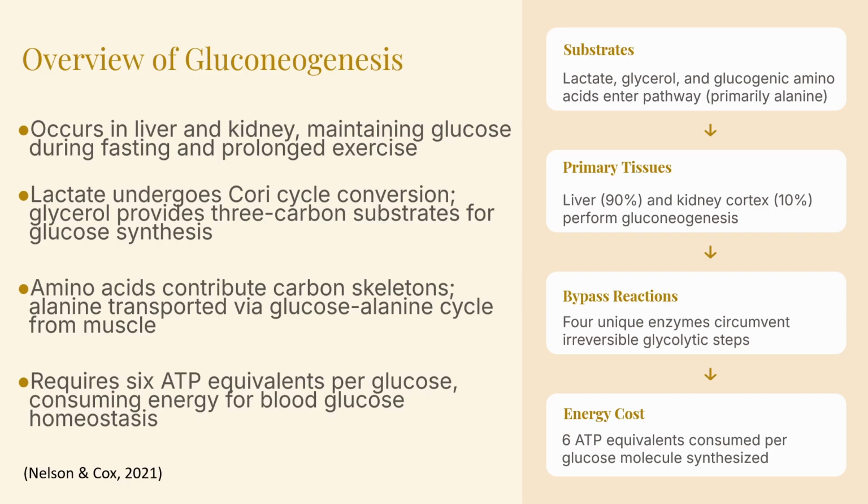Unlike glycolysis, which produces ATP, gluconeogenesis requires a significant input of energy. In fact, synthesizing one molecule of glucose requires the equivalent of six high-energy phosphate bonds typically provided by ATP and GTP. Although this process is energy intensive, it is crucial for maintaining blood glucose levels and ensuring that vital tissues continue to receive an adequate supply of energy during periods where dietary glucose is limited.